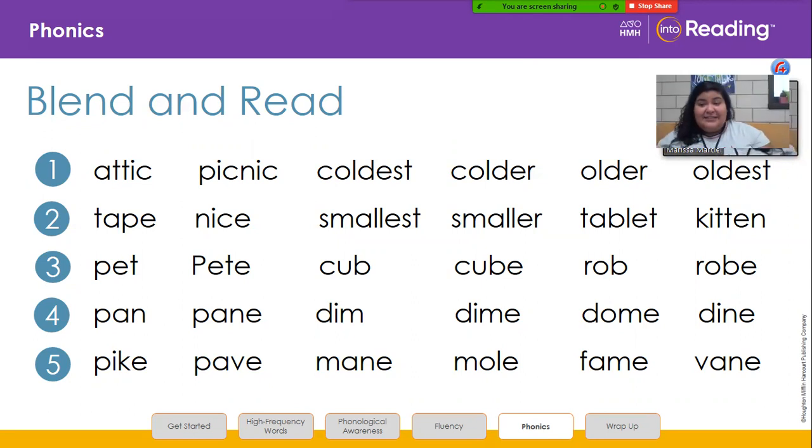So that is going to be your activity. Make sure you pay attention to what the activity is because these words will be on there. We'll see you later. Bye.